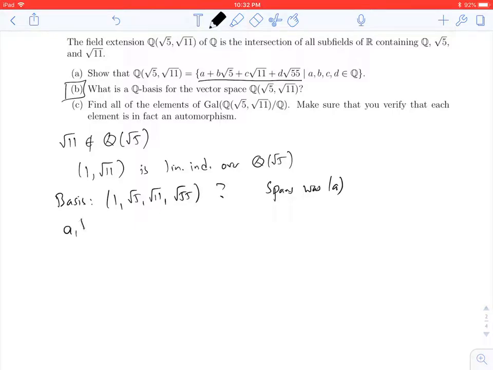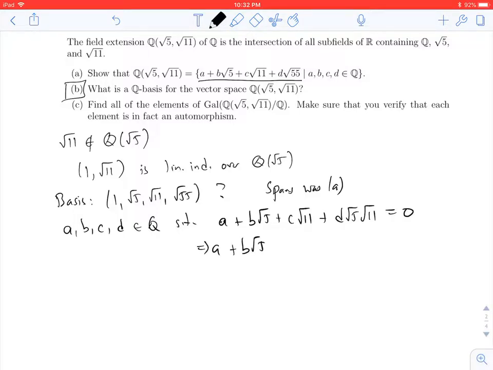So let's assume that you had A, B, C, and D, rational numbers, such that A times 1, which is A, plus B root 5, plus C root 11, plus D root, well, instead of writing root 55, let me just write root 5 root 11. Assume that that equaled 0. All right, so we're going to factor, and we have A plus B root 5, I'll put some parentheses, plus C plus D root 5 times root 11, and that still equals 0.